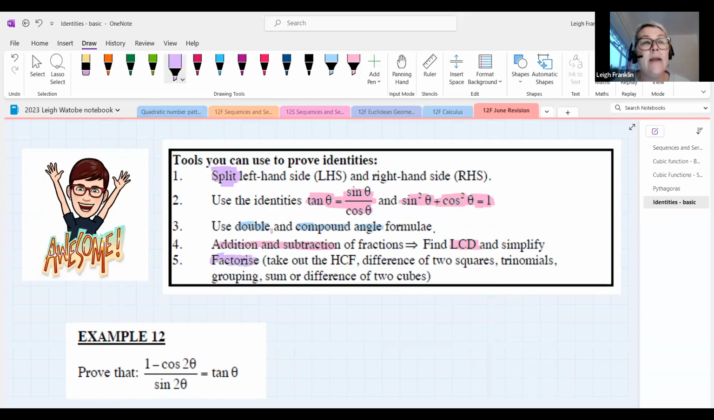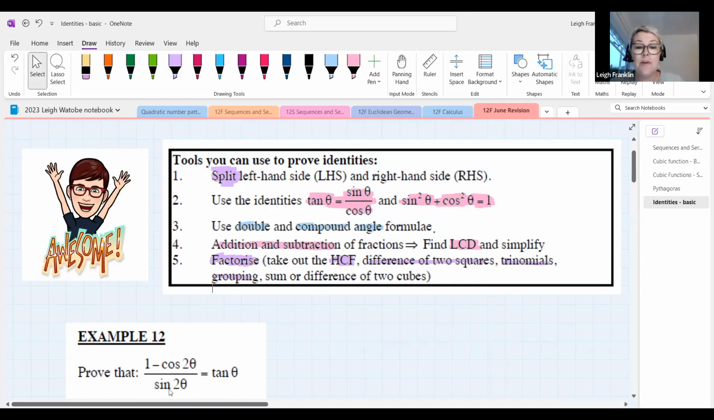Remember we cannot cancel over plus and minus signs. We can only cancel factors, we cannot cancel terms. So you need to be on the lookout for taking out a highest common factor, difference of two squares, trinomials, and in some rather extreme cases, grouping or sum and difference of two cubes. But certainly difference of two squares, highest common factor, and trinomials are by far the most common.